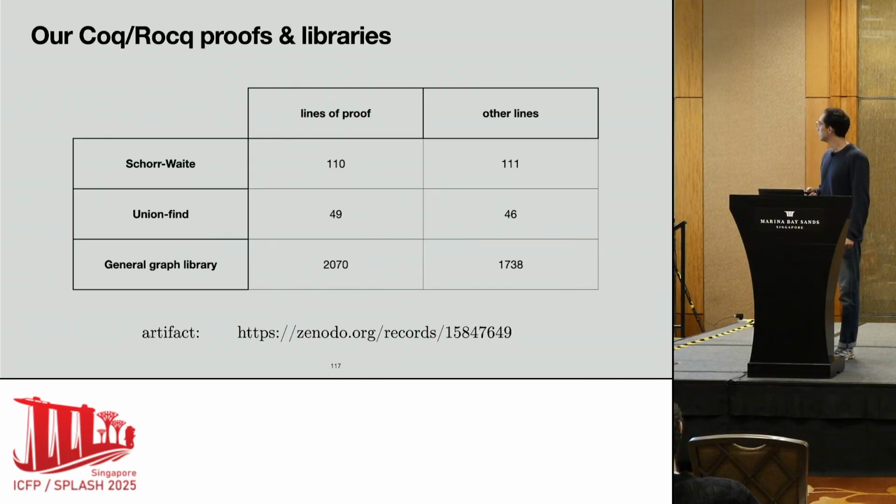So more precisely, the proof of Schorr-Waite takes 110 lines of Coq and union find 49. Of course, all of this being supported by a general graph library of reusable lemmas. So this is the artifact, and that's it. So thank you very much.